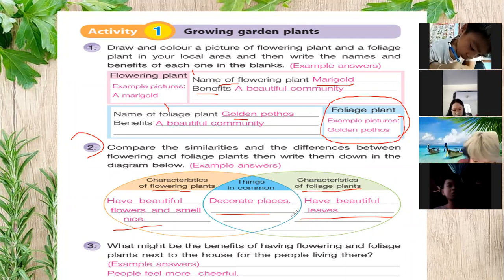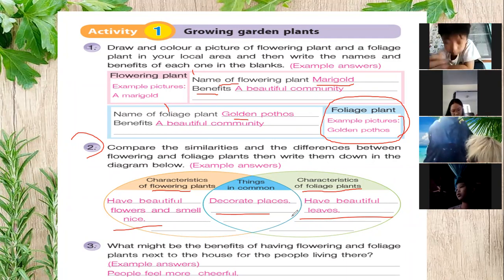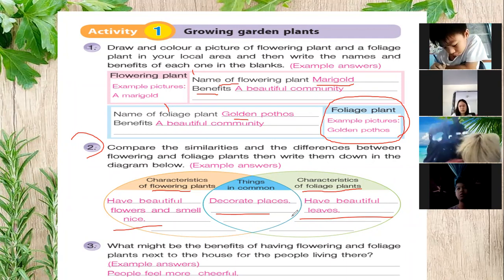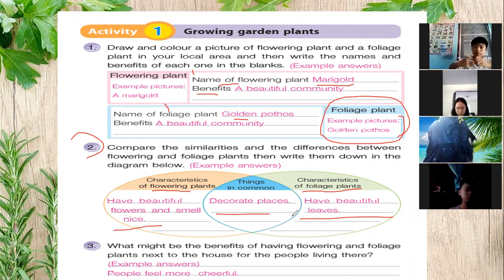Both of the plants, what are the things which are common between both of them? So you just write down. The common thing between both is that they decorate the place. Wherever we put flowering plants or foliage plants, both of them make the place look more beautiful. Okay, students, you have to write down.